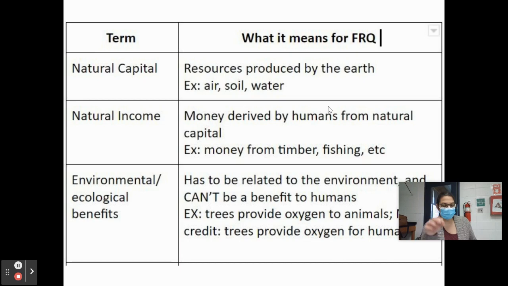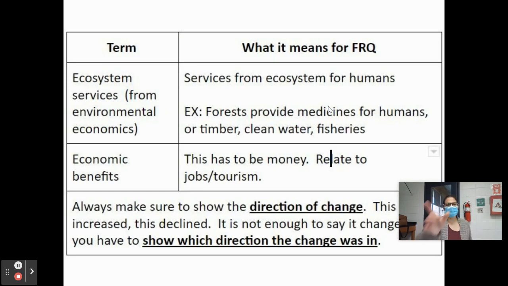These are old. Make sure that you review the 4 ecosystem services. Those were new for me this year, and I can't pull them off the top of my head right now, not gonna lie. So ecosystem services from environmental economics, like forests providing medicines, timber, clean water, fisheries, and stuff like that. And then your economic is ecotourism, money related.